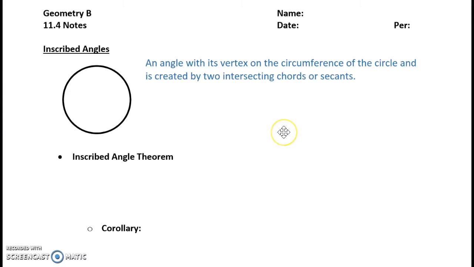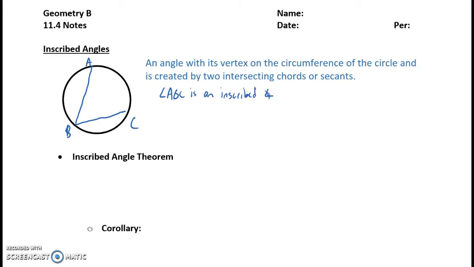So once again, an angle with its vertex on the circumference of the circle, which is different from that central angle because we're going all the way to the circumference of the circle, pulling it back, and then created by two intersecting chords or secants. So let's go ahead and draw an example. You basically just have two chords, something like this, and they'd meet on the circumference of your circle. So we can call this A, B, C. So this angle ABC is an inscribed angle.